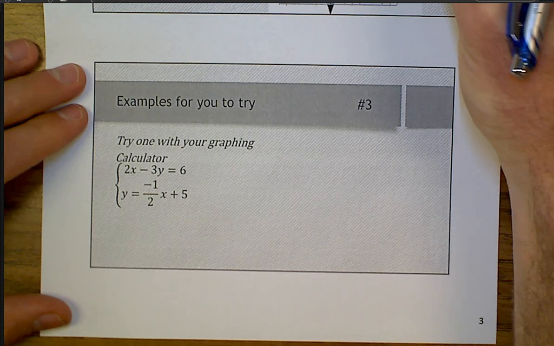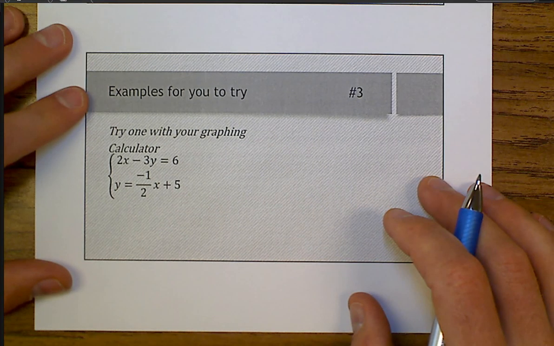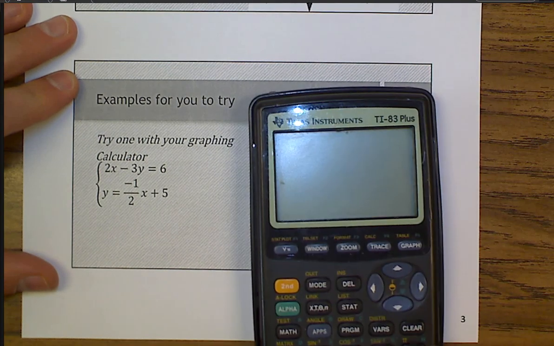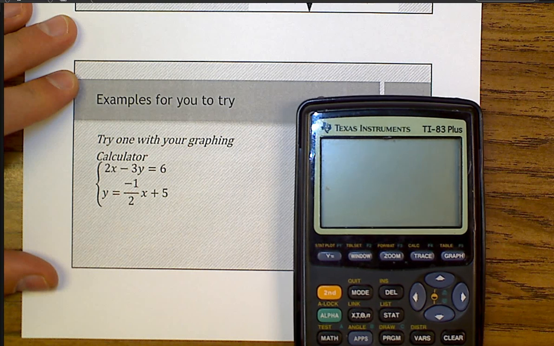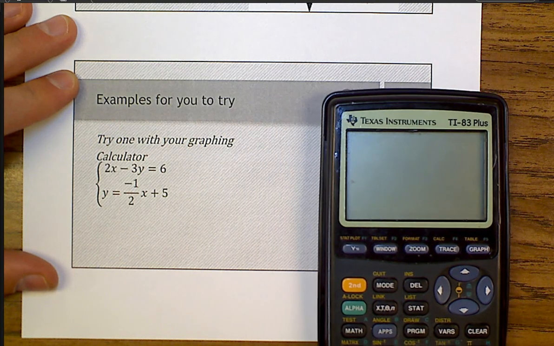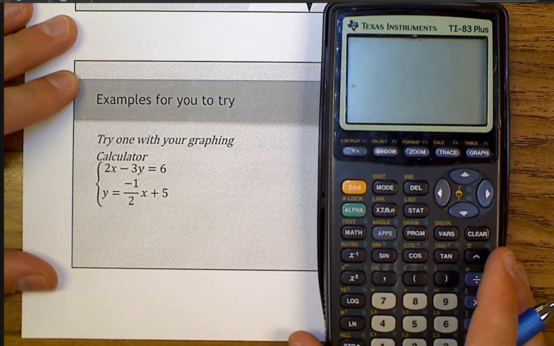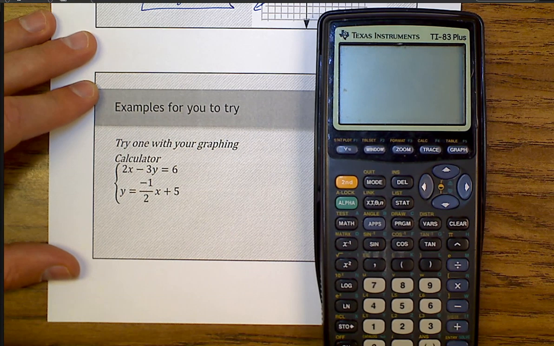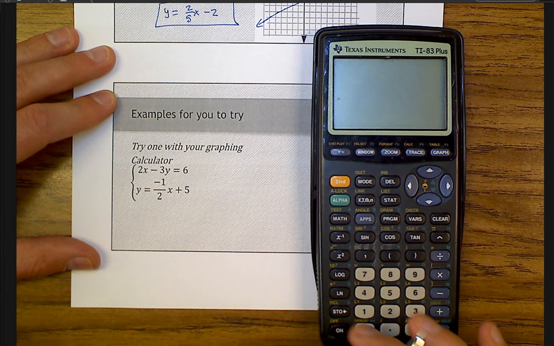And this one says, example to try with your graphing calculator. So we're going to grab our graphing calculator, and hopefully I can get rid of a little bit of the shine on it. And still you can see it. There we go. And I'm going to move this up just a touch so I can get the whole thing in there. I'm going to back out just a touch. One more. Perfect.